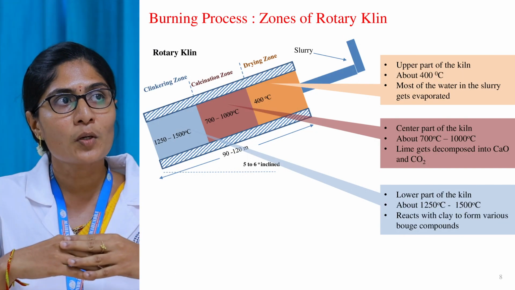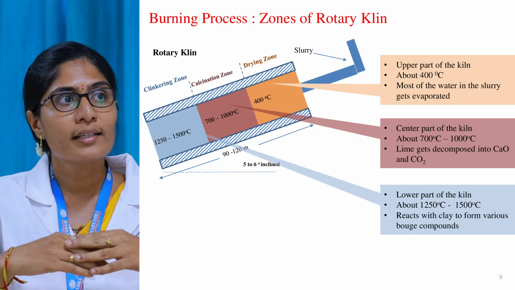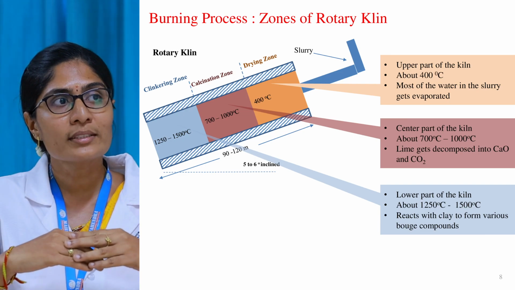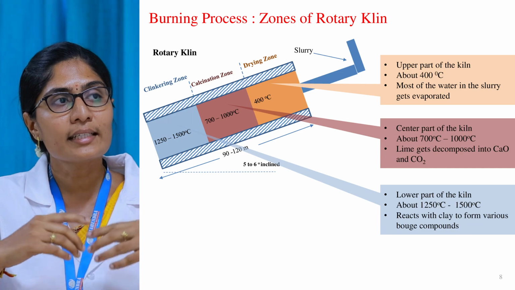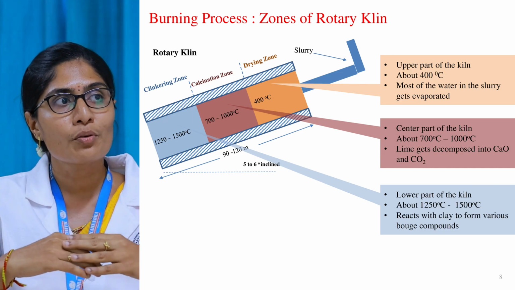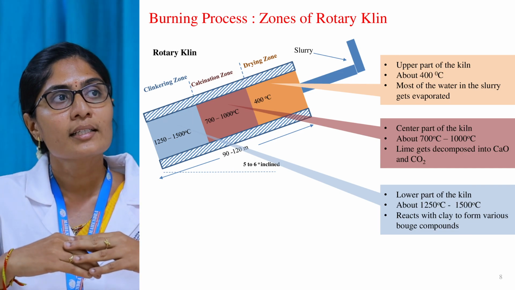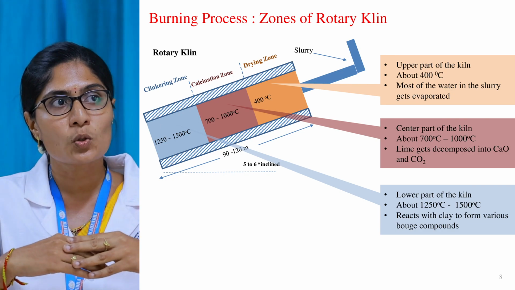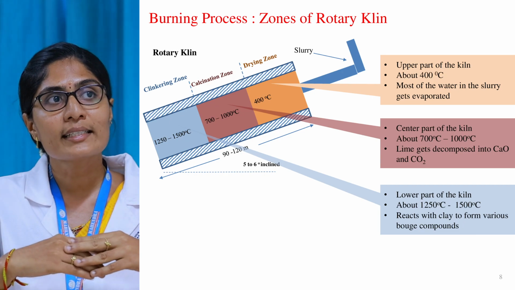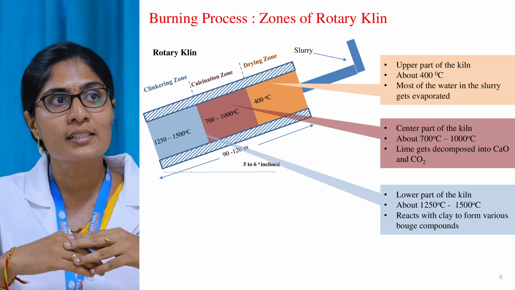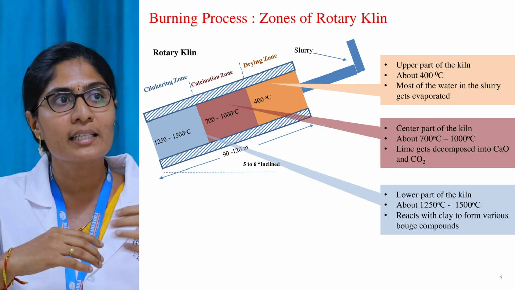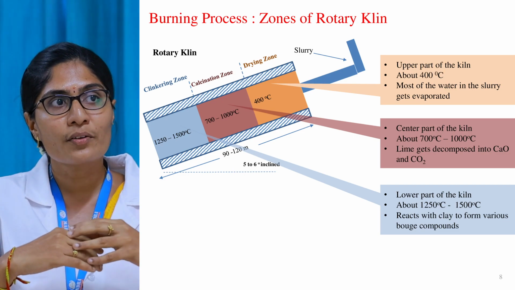Second stage is the burning process. It is done in a rotary kiln. The rotary kiln is inclined at 5 to 6 degrees, and it is a cylindrical drum with a length of 90 to 120 meters. Here the slurry is fed into the top portion, that is the drying zone, the upper part of the kiln. Here the temperature is about 400 degrees Celsius, and in this stage all the water present in the slurry is completely evaporated. So that zone is called the drying zone.